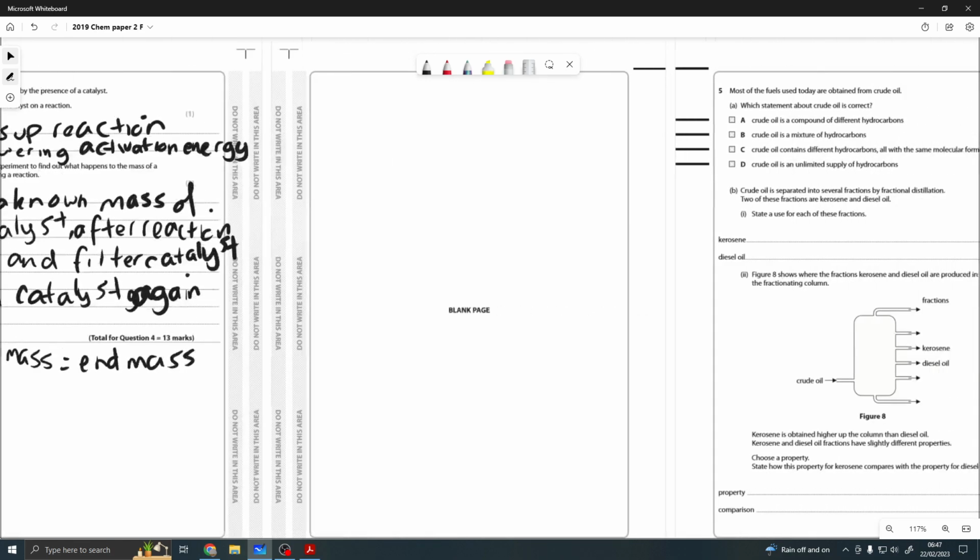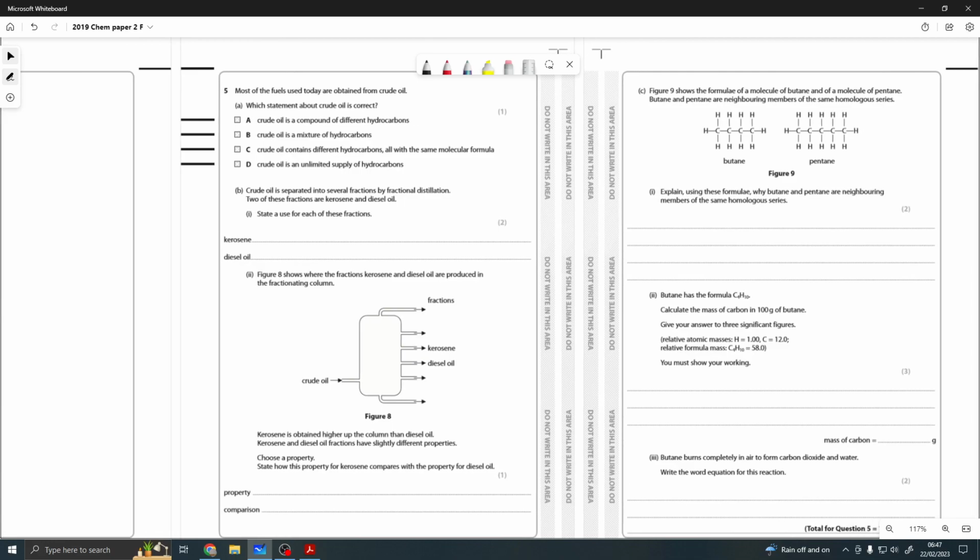Brilliant. Right, question 5. Most of the fuels used today are obtained from crude oil. Which statement about crude oil is correct? Crude oil is a compound of different hydrocarbons. Oh, it's not a compound. That would be one big thing. That would be crazy. So that was wrong. Crude oil is a mixture of hydrocarbons. That one is correct.